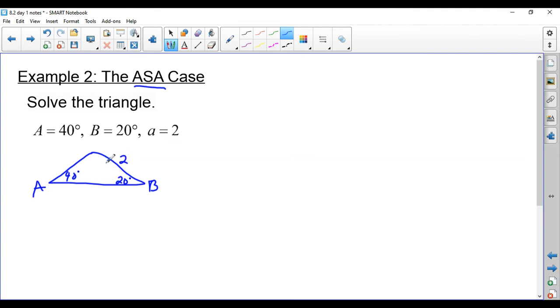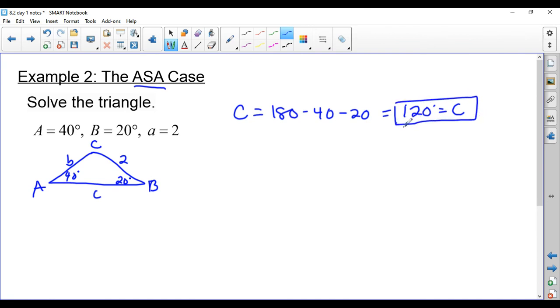A has to be opposite of angle A. This is going to be side C, or angle C, side C, and side B. B is opposite B, C is opposite C, A is opposite A. And with triangles, anytime we know 2 angles, we can find the third angle by subtracting from 180. 180 minus 40 minus 20, angle C is 120 degrees. Then we want to find the missing sides. So I'm going to put the 120 here.